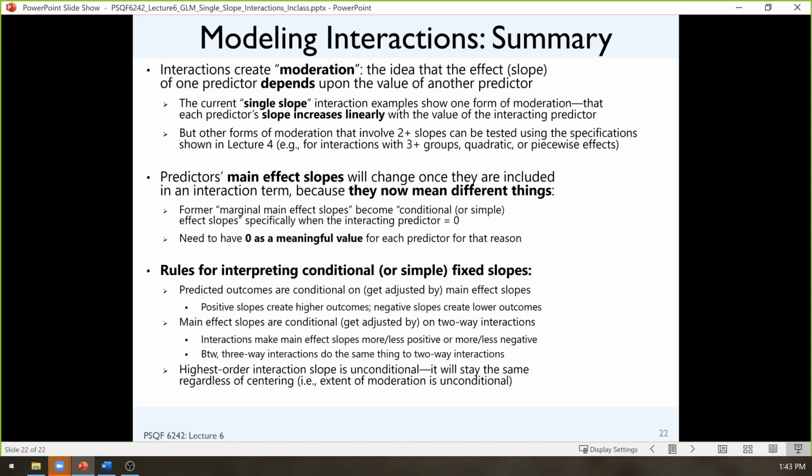So big picture, the idea of moderation: it depends. The effect of a predictor depends on other predictors. That's what we're talking about. So I'll show you the code by which to examine these sorts of things next time.